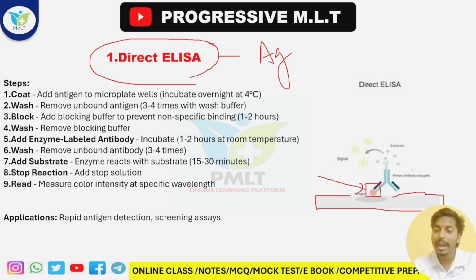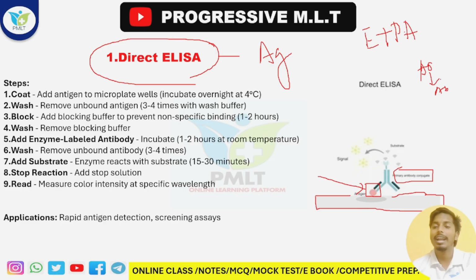After that, we have to add the primary antibody as a conjugate with enzyme. Please keep in mind, it is the enzyme with the primary antibody. If you notice here, there is an AG-AB reaction happening directly. So we say this particular ELISA is direct ELISA. There is no barrier and no mediator here; nothing is present.